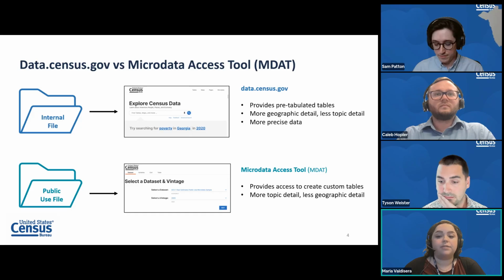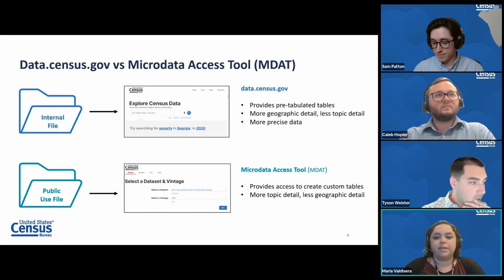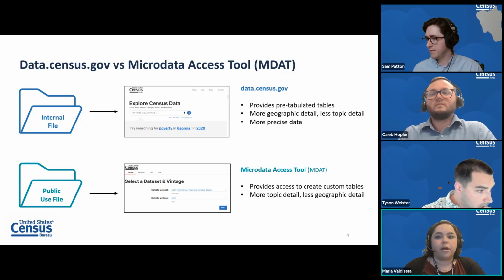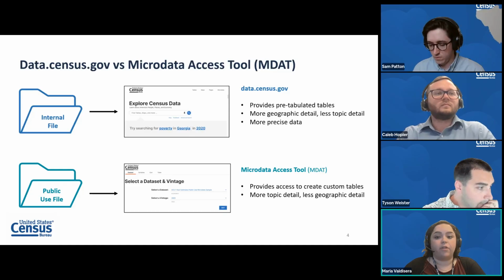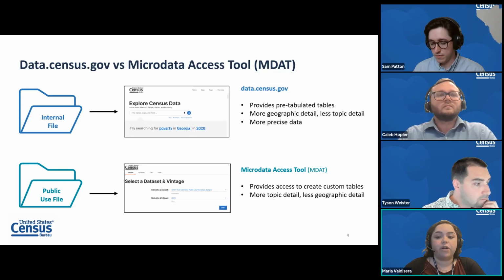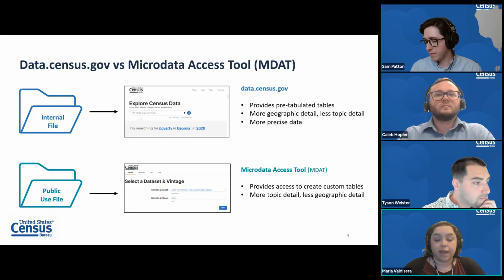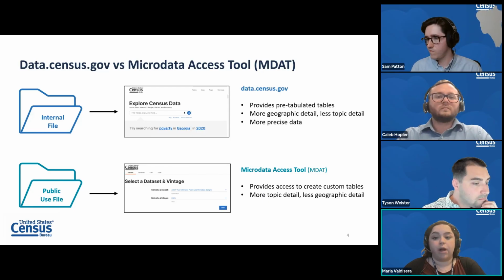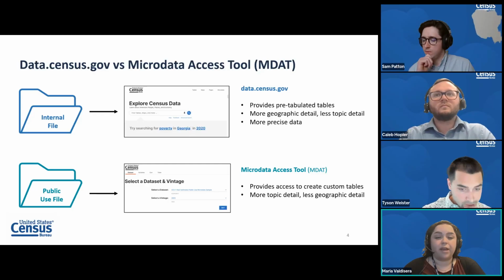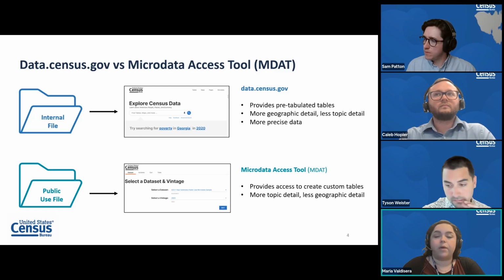But on the other hand, MDAT allows you to build your own custom tables essentially from the ground up. There is much more topic detail while geographical detail is more limited. So whether you use one or the other really does come down to your needs as a data user. If you're looking for a larger geographic area, like at the state or nation level, and you're more interested in crossing a variety of variables that would not be available in a pre-tabulated data.census.gov table, then I would consider using MDAT.